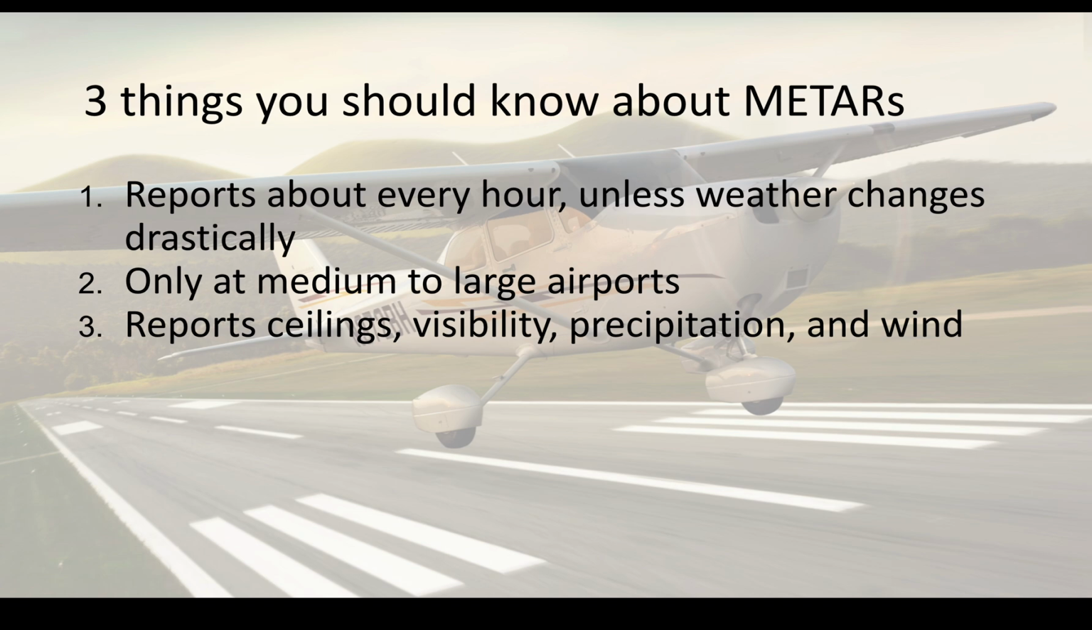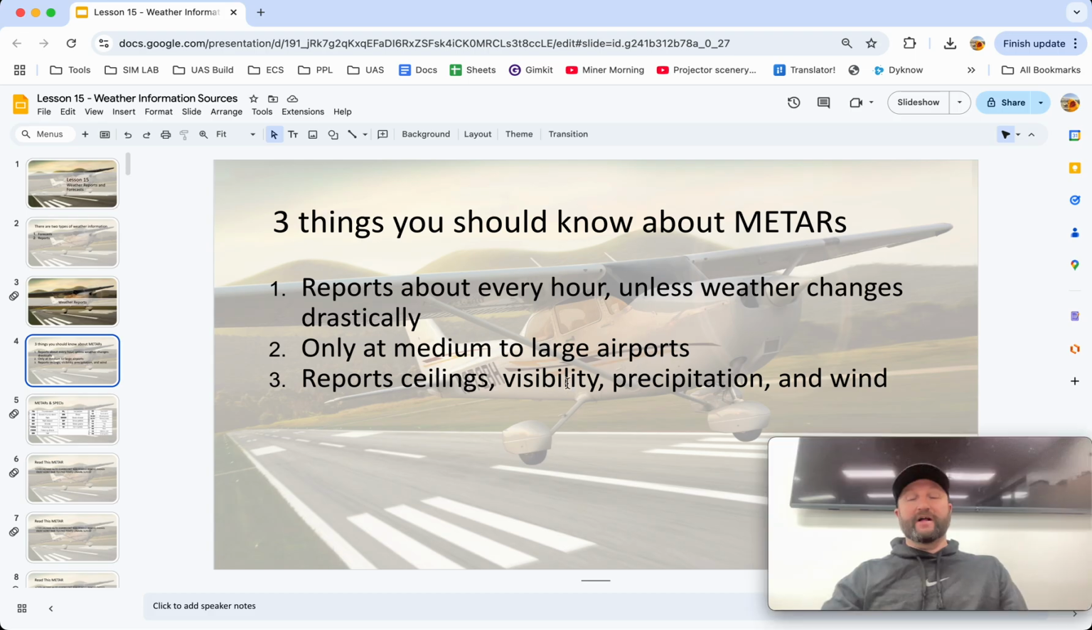They report ceilings, visibility, precipitation, and wind. Ceilings is how high certain cloud layers are. It's the lowest overcast or broken layer. It doesn't include scattered clouds or few clouds. Visibility is usually measured in statute miles. It's one of the things in aviation that is statute miles, and that's because weather doesn't just belong to aviation. So these reporting services are reporting it for everybody, not just those of us in aviation. And most everybody in the United States uses statute miles.